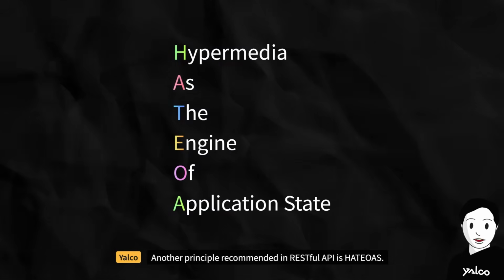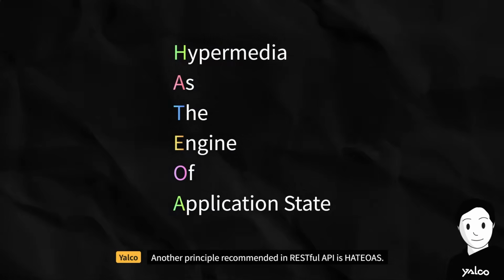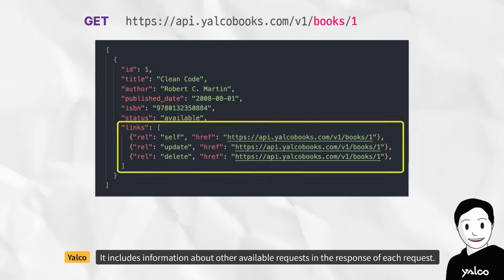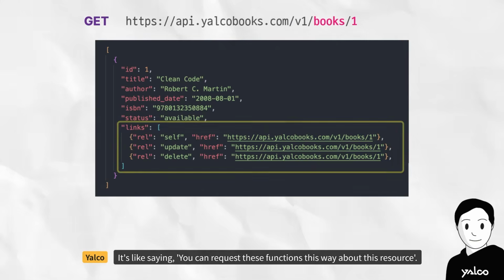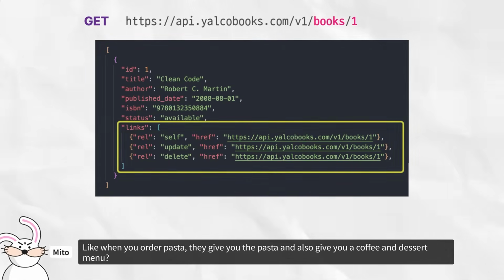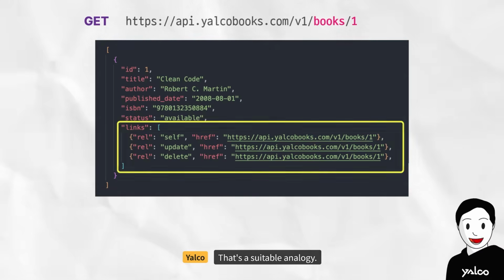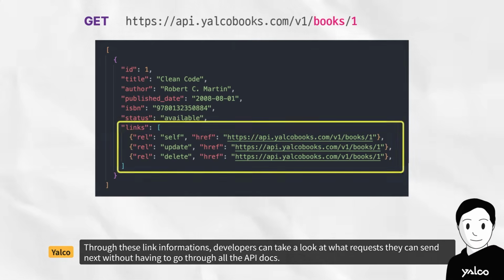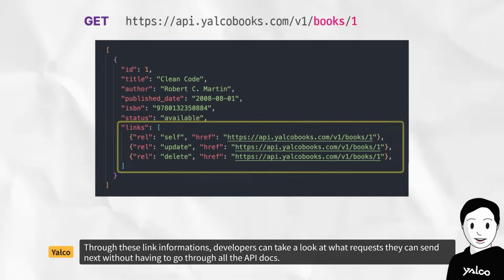Another principle recommended in RESTful API is HATEOAS. It includes information about other available requests in the response of each request. It's like saying, you can request these functions this way about this resource. Like when you order pasta, they give you the pasta and also give you a coffee and dessert menu. That's a suitable analogy. Through these link informations, developers can take a look at what requests they can send next without having to go through all the API docs.